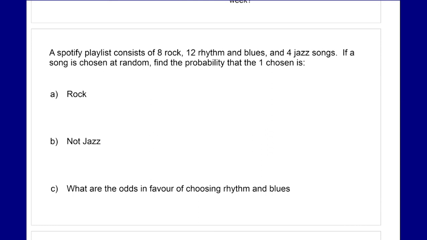The next question: a Spotify playlist consists of 8 rock, 12 rhythm and blues, and 4 jazz songs. If a song is chosen at random, find the probability that the one chosen is rock, not jazz, and then finally, what are the odds in favor of choosing rhythm and blues? Again, pause the video to go through and do this review question, and see what you can come up with.